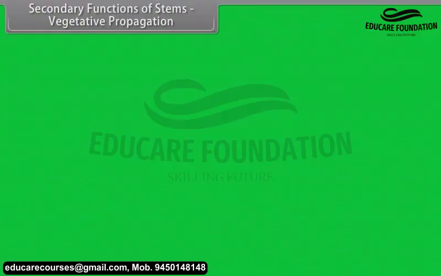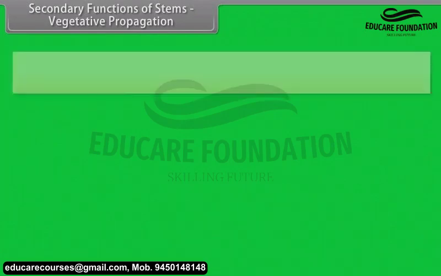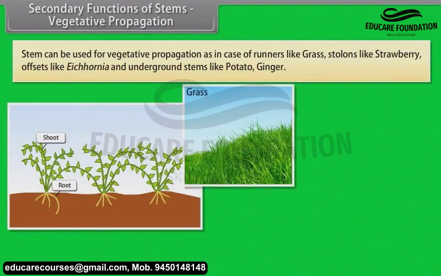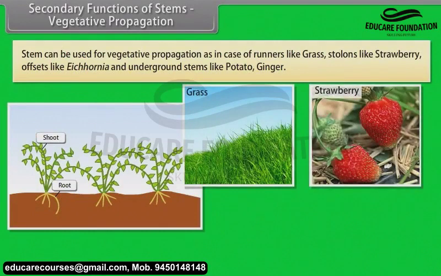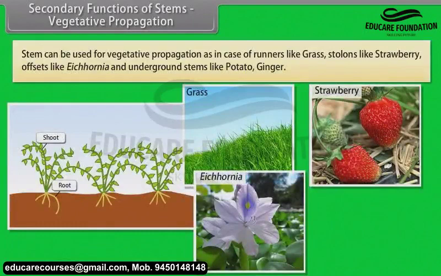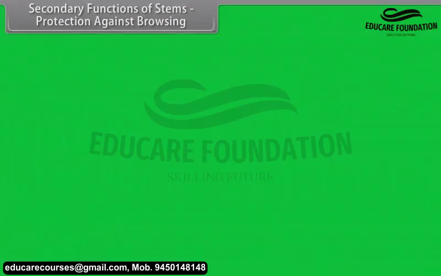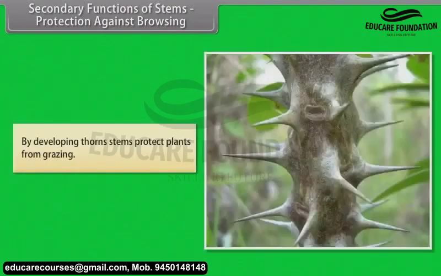Secondary functions of stems. Vegetative propagation. Stem can be used for vegetative propagation, as in case of runners like grass, stolons like strawberry, offsets like Eichhornia, and underground stems like potato, ginger. Protection against browsing. By developing thorns, stems protect plants from grazing.